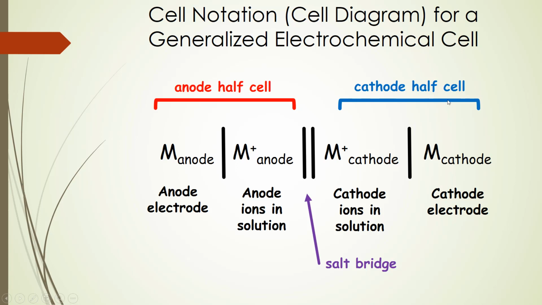The cathode half cell also has the metal or the cathode on the outside. Okay, so always remember that the solid substance is going to be on the outside. And again, a line separates phases, and so in the cathode half cell, we're going to have the ions inside that, and these two double bars represent the salt bridge.